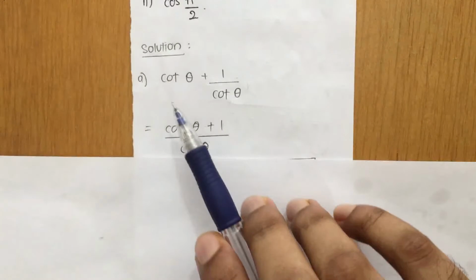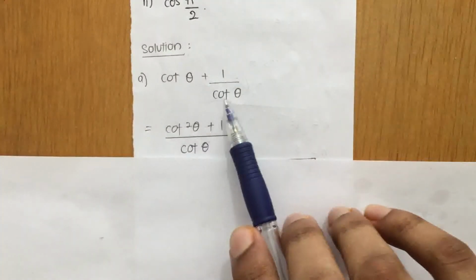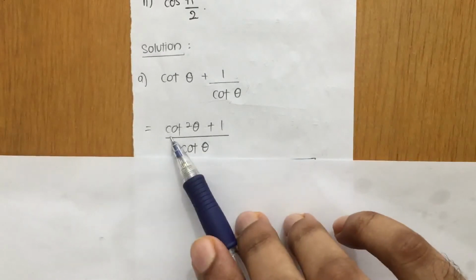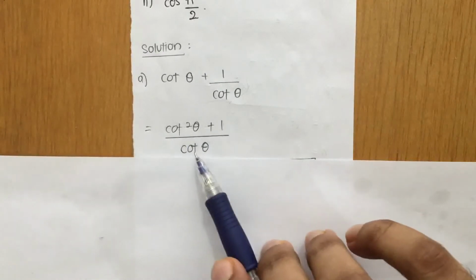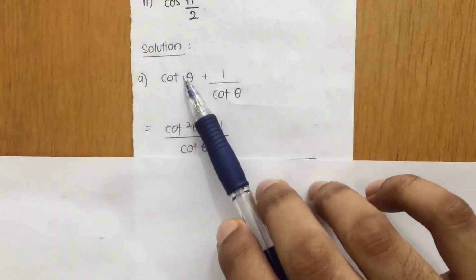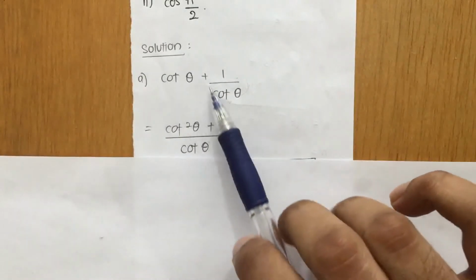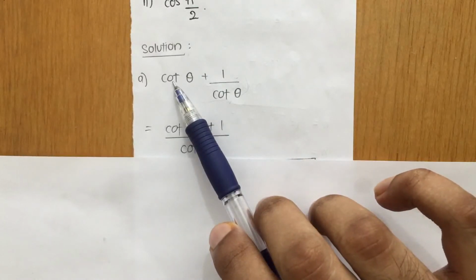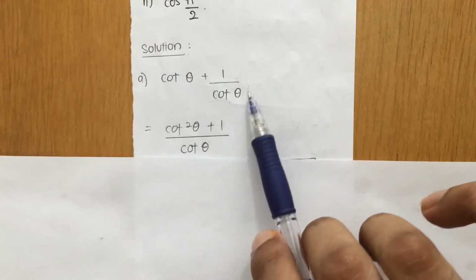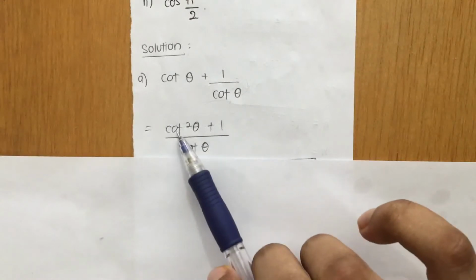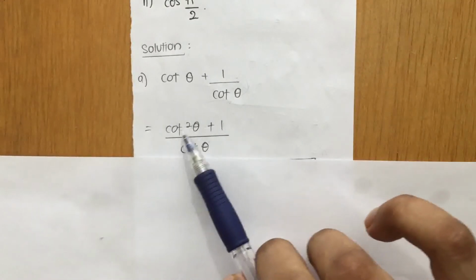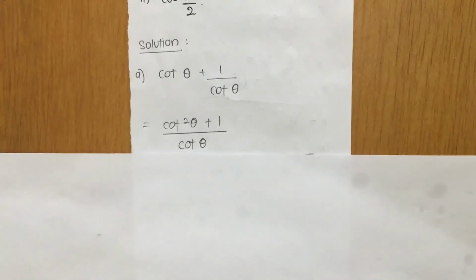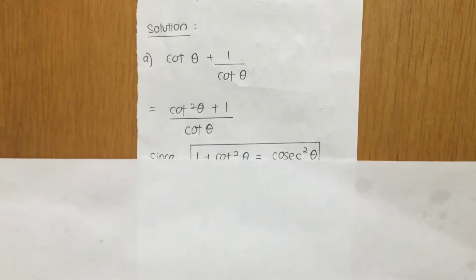From here, for cot theta plus 1 over cot theta, we combine them together into one single fraction. So you should get cot squared theta plus 1 over cot theta. This concept is similar to a fraction, so in order to combine into one, you need to multiply by the denominator value. In this case, our denominator value is cot theta. That's how you get this working, cot squared theta plus 1 over cot theta. Let us continue to our next step.